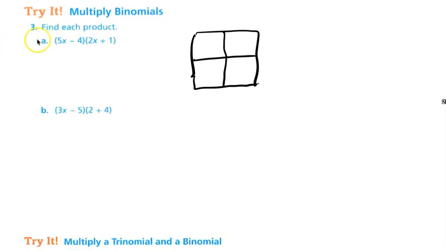Again, it does not matter which one goes on top and which one goes on the side, does not matter at all. So 5x minus 4, I'll put that on top. 2x plus 1, I'll put on the side here. And all we're going to do is try to find the area of each of these partitions. So if I find the area of this little rectangle here, we're just going to multiply these two together. 2 times 5 is 10.